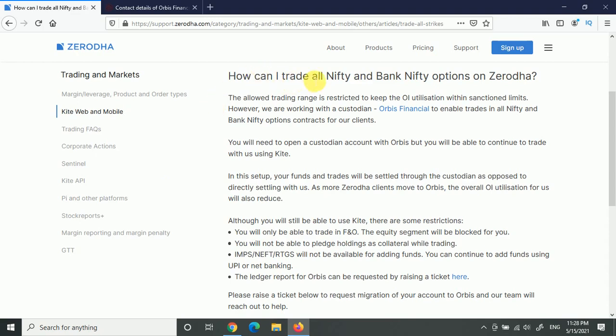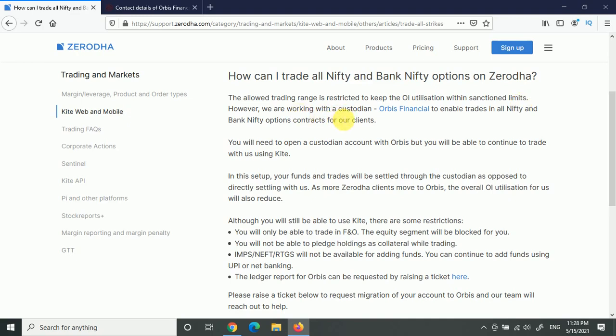How can I trade all Nifty and Bank Nifty options on Zerodha? The allowed trading range is restricted to keep the OI utilization within the sanction limits. So there is a restriction from the exchange where a single broker can have a maximum of 15% of the open interest. Because of that we face a problem, and we are not able to trade in a lot of options, like far away options, in Zerodha.